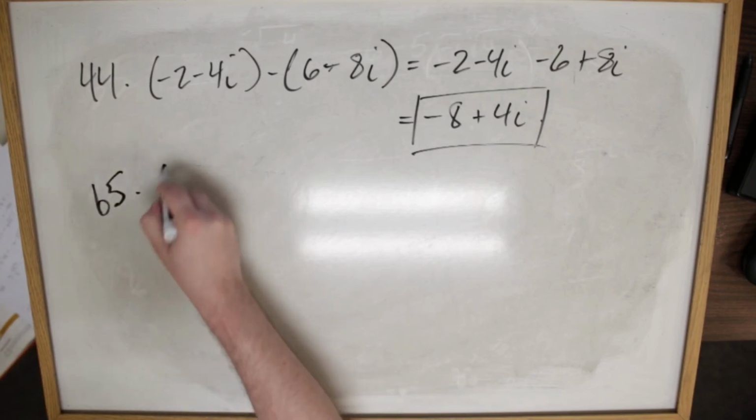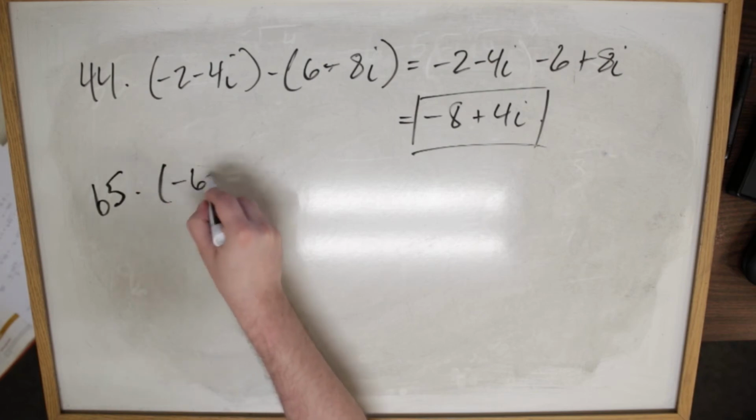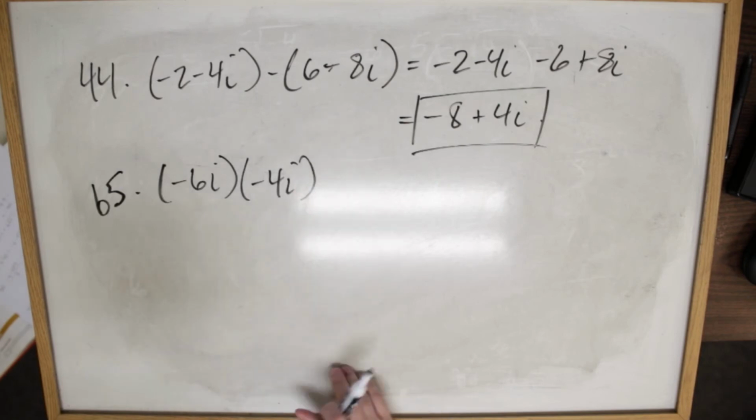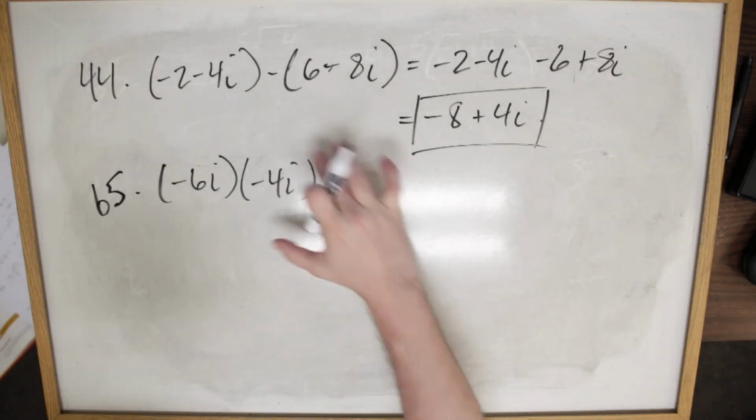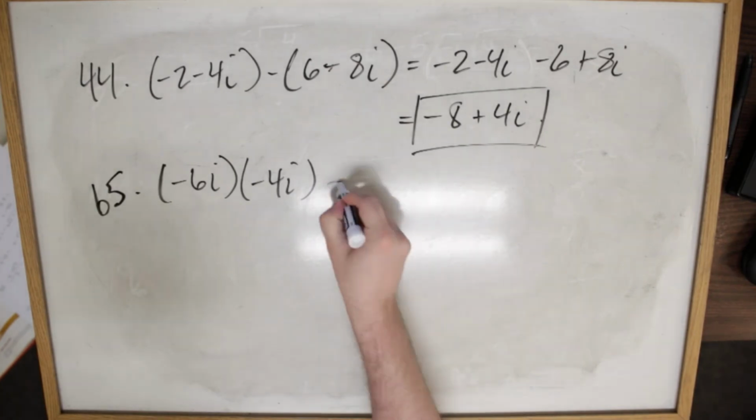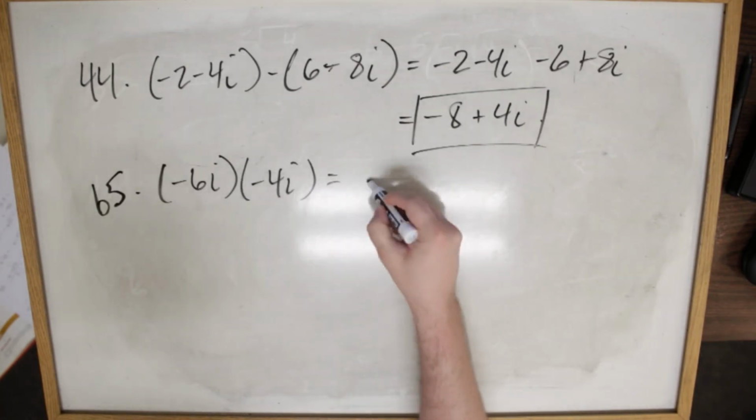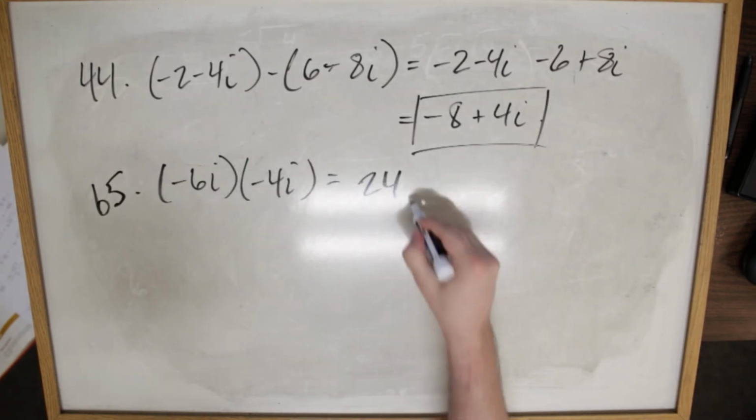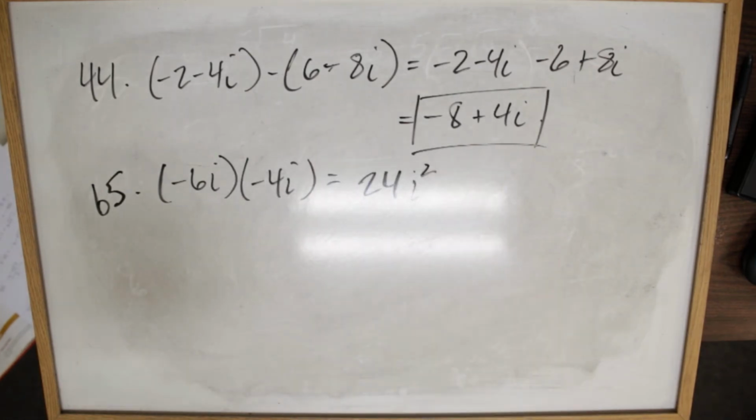Okay. Here is where it gets really interesting. 6i times minus 4i. Okay, when we multiply, same idea. We can just multiply. So minus 6 times a minus 4 is going to be a 24. i times i is going to be i squared.